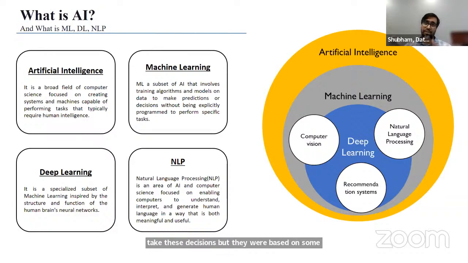Then came deep learning. Deep learning was also there for a long time, but the data that industries or research used was not large enough for deep learning to be used on it.